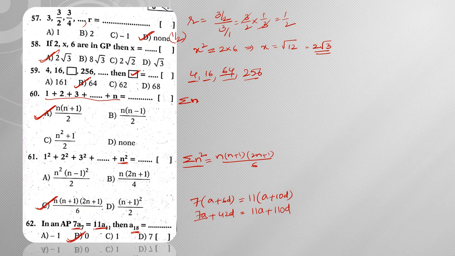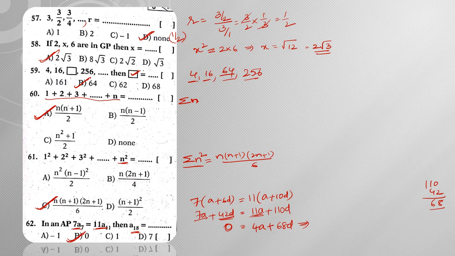So when you transpose 7a, the left hand side will be 0. 11a minus 7a is nothing but 4a. In the same way, 42d when you transpose, 110d minus 42d. So 10 minus 2 is 8. When you take 1 as borrow, then here 10 will be there. 10 minus 4 is 6. Then this is nothing but 68d.